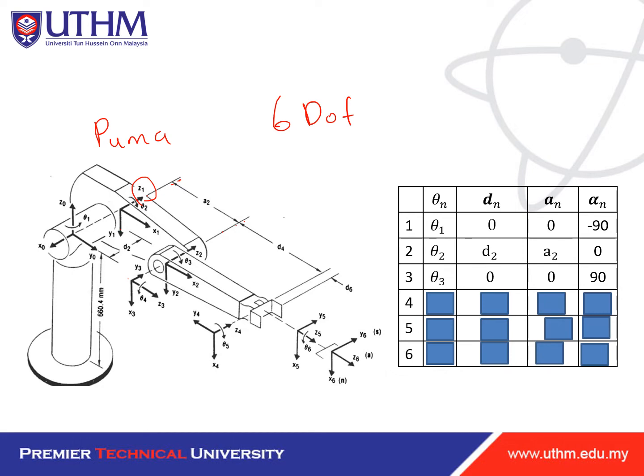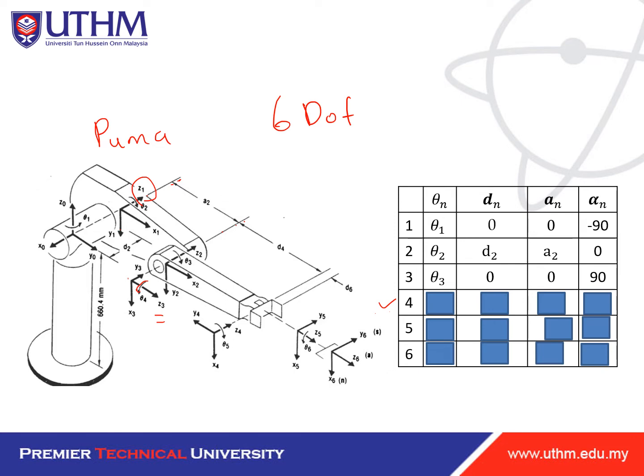So let's continue. Okay, now we are going to do the frame 4. We need to find theta. Zn minus 1, if n is 4, so the z will be z3. So here, we want to rotate the z3.